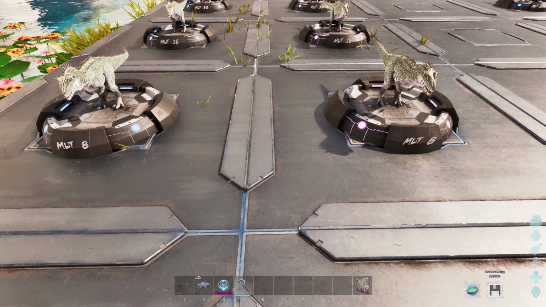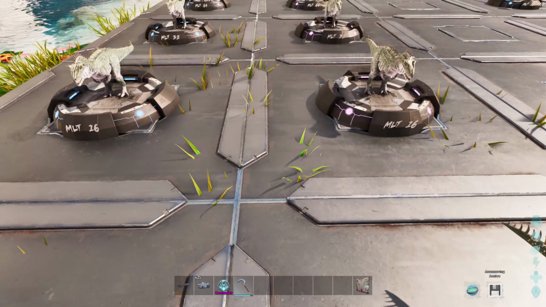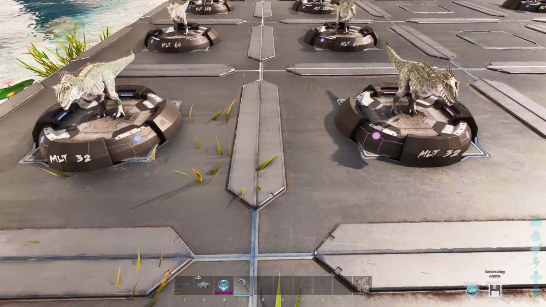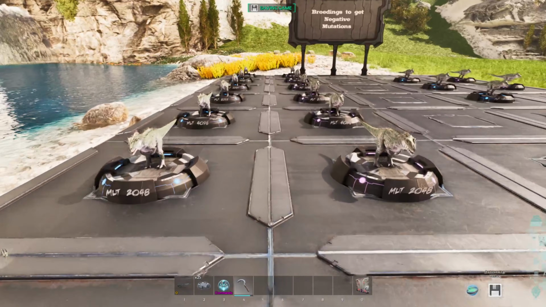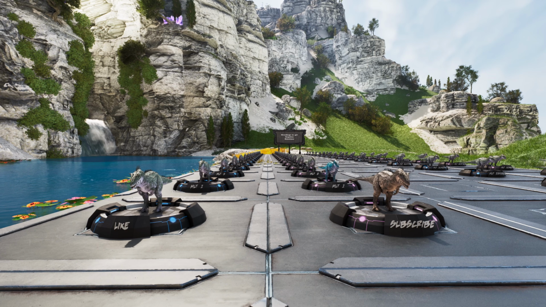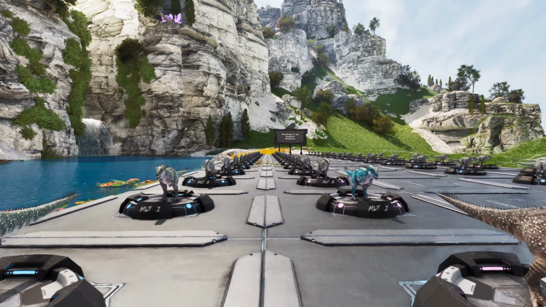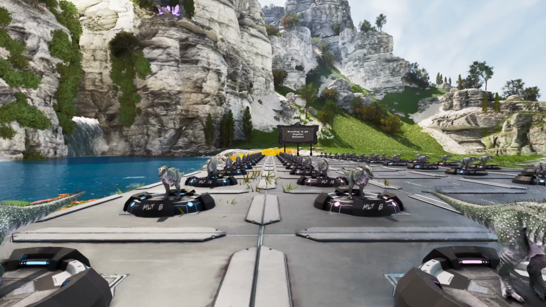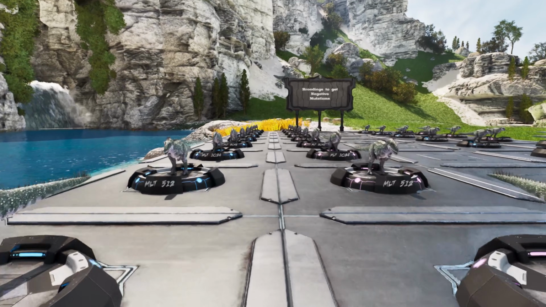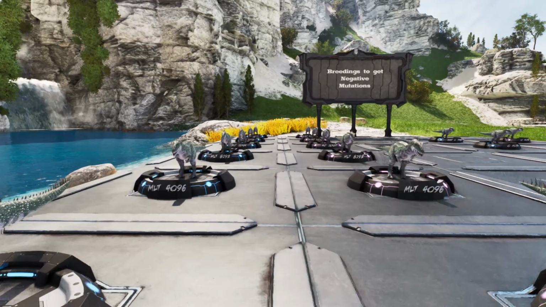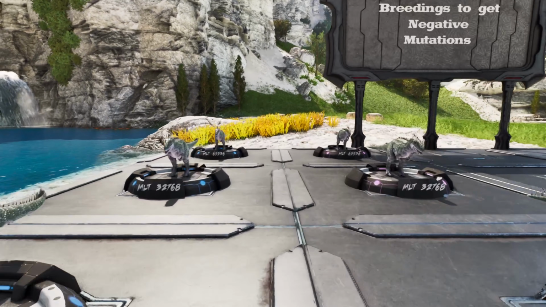Those 2 obviously will have 2 mutations on the male, 2 mutations on the female. I then breed a male and a female together, and then their babies are all going to have 4 mutations. I breed a male and a female from that generation together, and then their babies are going to have 8 mutations. So this basically just kind of continues, and you're basically doubling the number of mutations on the babies over and over again until you eventually reach the negative mutation goal.